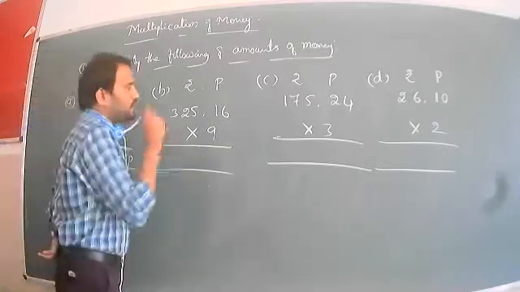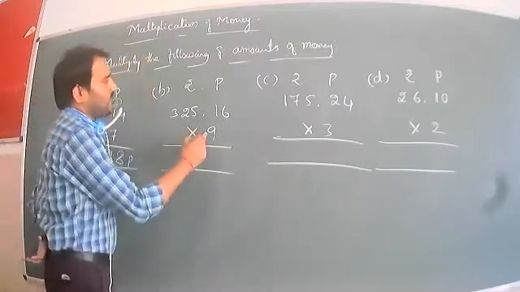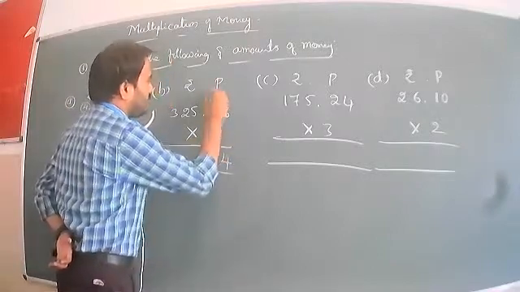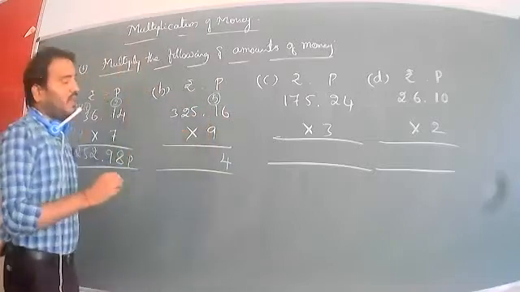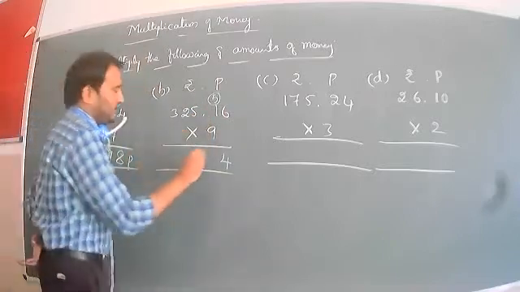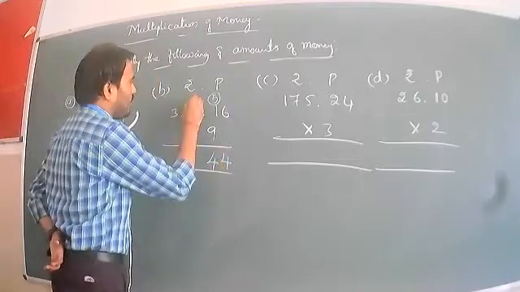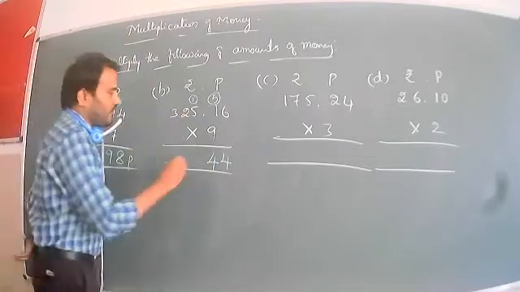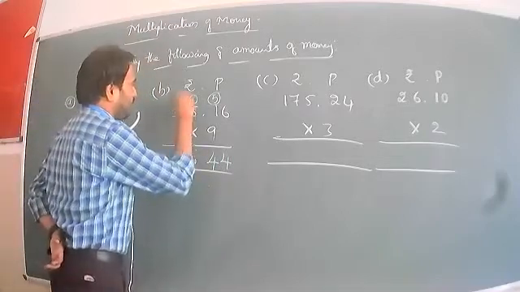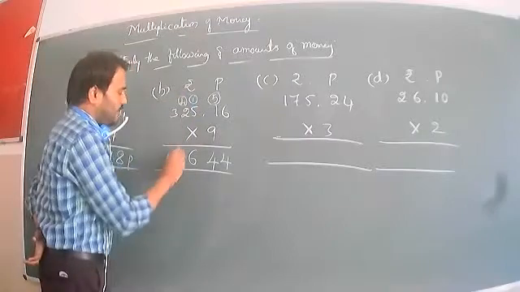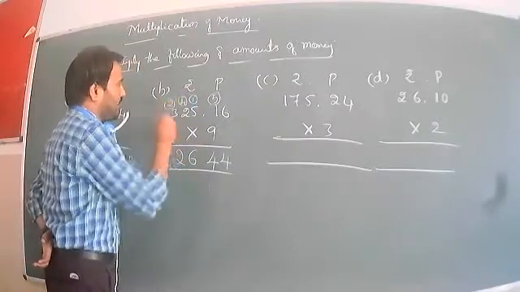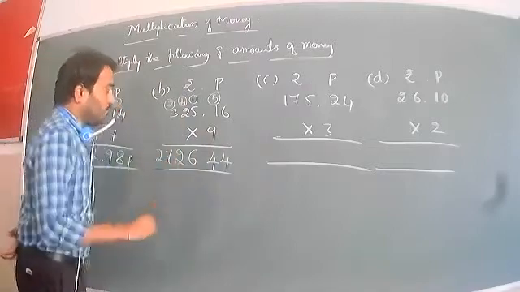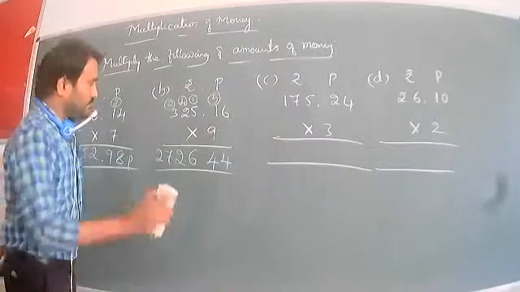Next, the second one. First paisa multiply. 9 sixes are 54, 5 carry. 9 ones are 9, 9 plus 5 is 14. How much carry? 1 carry. 9 fives are 45, 45 plus 1 is 46. Next one, 4 carry. 9 twos are 18, 18 plus 2 is 22, 2 carry. 9 threes are 27, 27 plus 2 is 29.